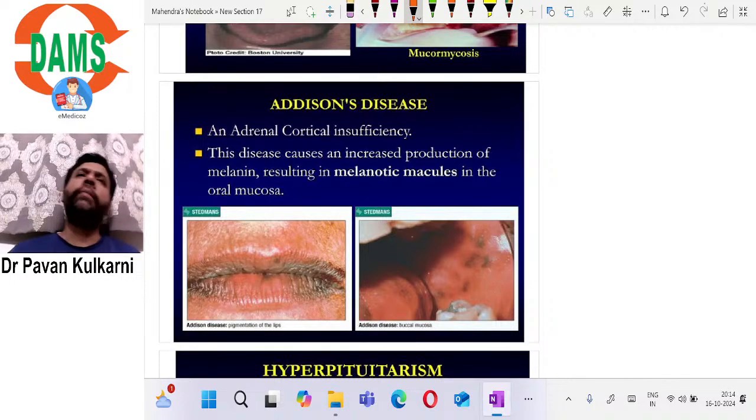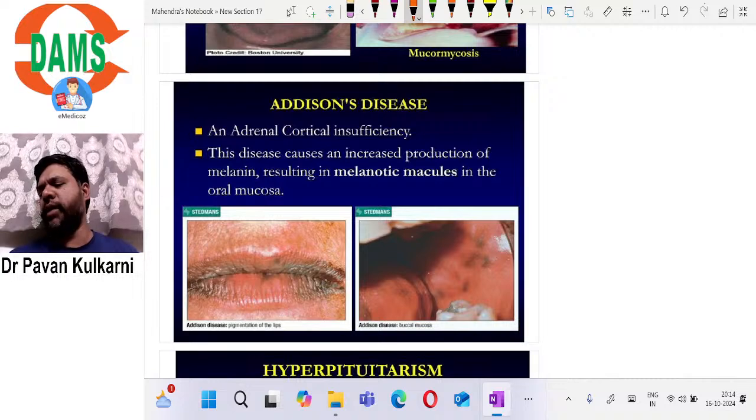Now we are talking about the oral manifestation. There is a doubt: in Crohn's disease, is cobblestone seen in the intestine or the oral mucosa? We are talking about the oral mucosa. So the cobblestone appearance is the typical oral manifestation of Crohn's disease. Addison's disease is another very important condition where you will see perioral pigmentation. Even though you can see pigmentation in the oral cavity, the pigmentation around the oral cavity is very important.